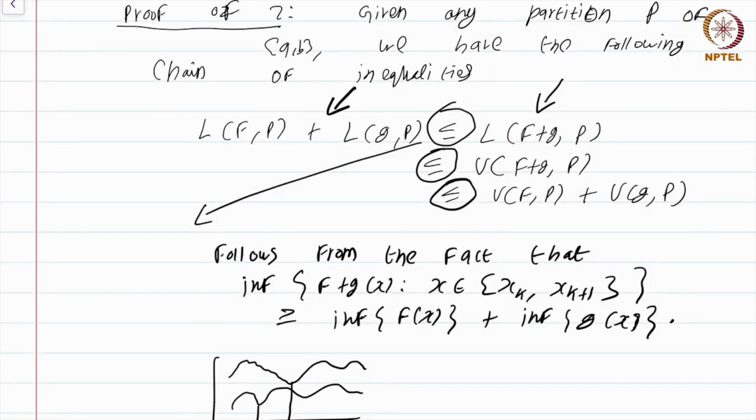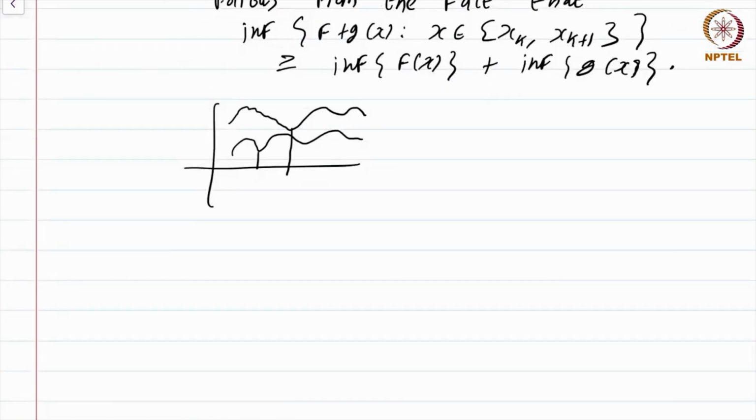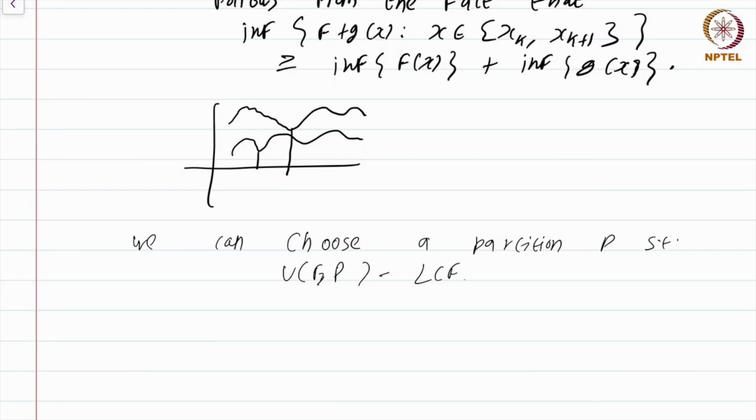Now, how does this chain of inequalities help? Well, we have full flexibility over the choice of partition. We can choose a partition P such that U(f, P) minus L(f, P) is less than epsilon by 2, and similarly we can choose such that U(g, P) minus L(g, P) is less than epsilon by 2.